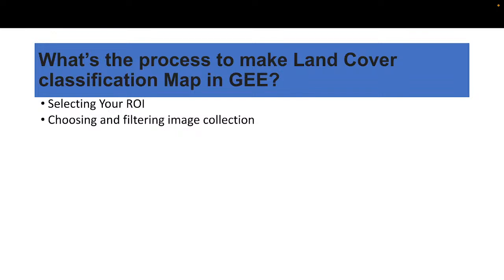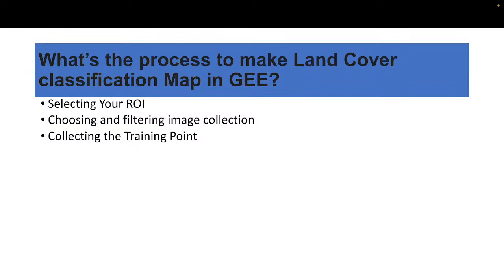Okay, so after choosing and filtering the image collection, we need to collect the training points, because in this case we are talking about the supervised machine learning model. When you apply the supervised learning model, you must take training samples of the classes you want to classify. Suppose I want to classify water body, build up, vegetation, barren land.